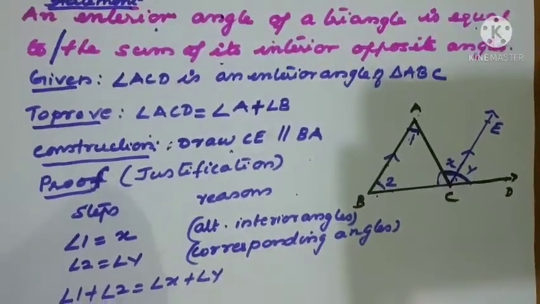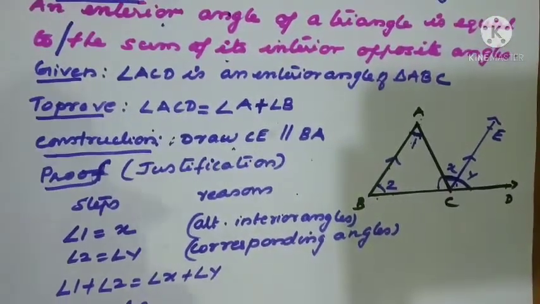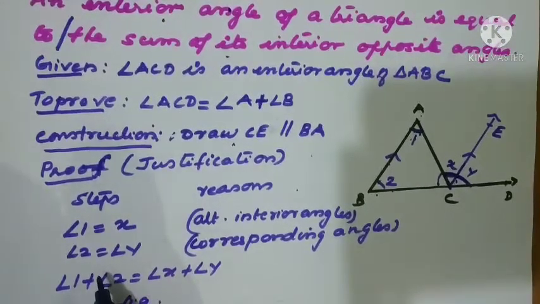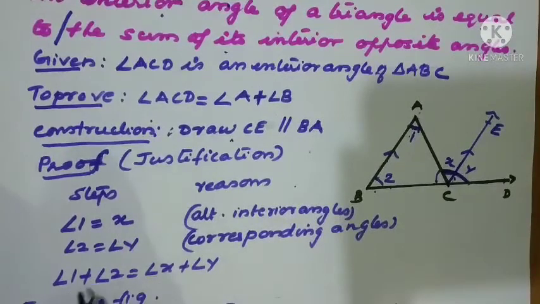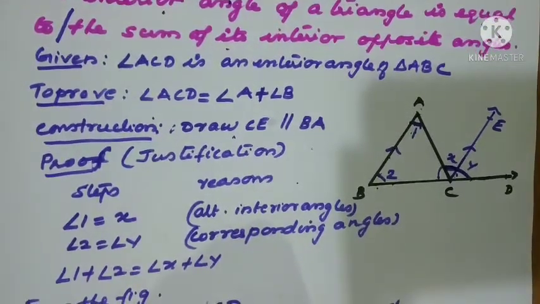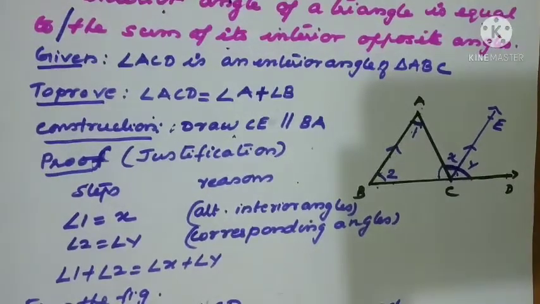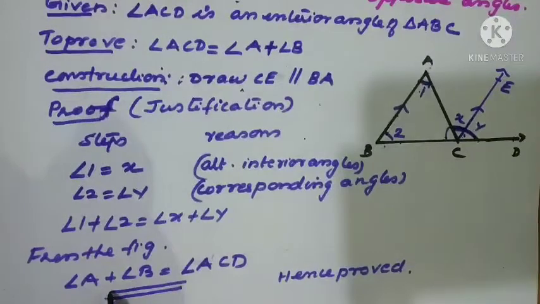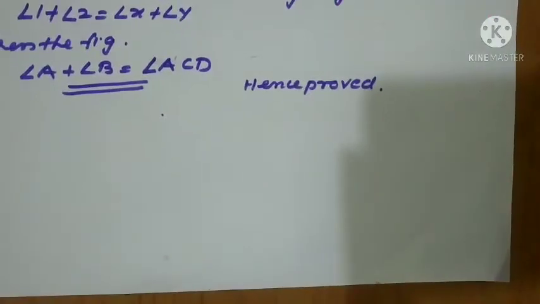After drawing the diagram, we can see that angle 1 equal to angle x, that is alternate interior angles, angle 2 equal to angle y, corresponding angles, angle 1 plus angle 2 equal to angle x plus y. This shows what? That means angle 1 plus 2 equal to angle x plus angle y. That means angle A plus angle B equal to angle ACD. So by this, what is the point you have?